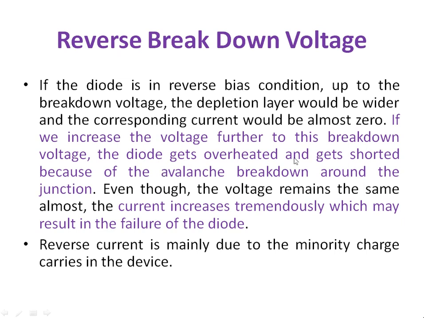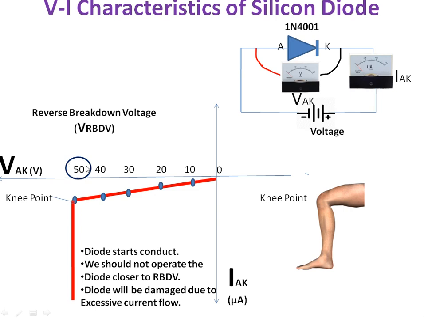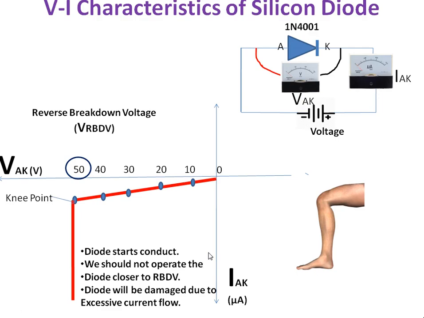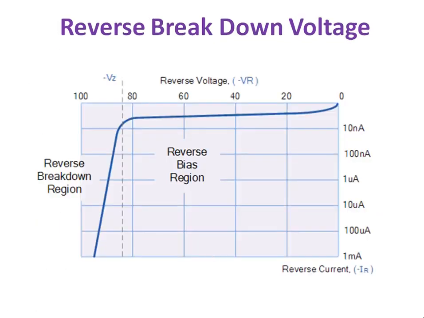That breakdown is known as avalanche breakdown. Even though the voltage remains almost the same, say 50 volts and constant, the current is still increasing. The current increases tremendously, which may result in the failure of the diode. Reverse current is mainly due to the minority charge carriers in the device. Minority charge carrier means if it is a p-type material, the majority carriers are holes and the minority carriers are electrons. If it is an n-type material, the majority carriers are electrons and the minority carriers are holes.